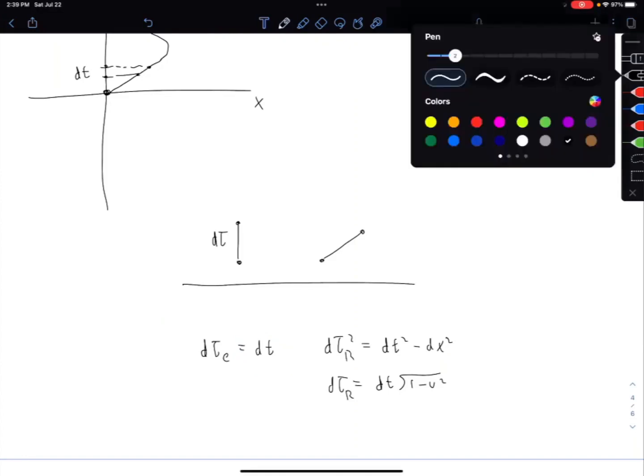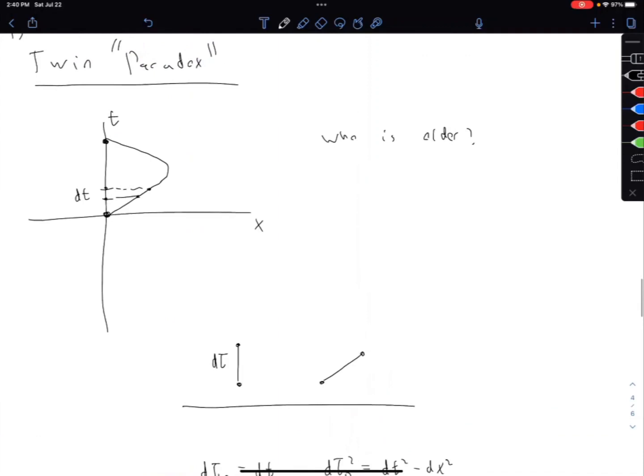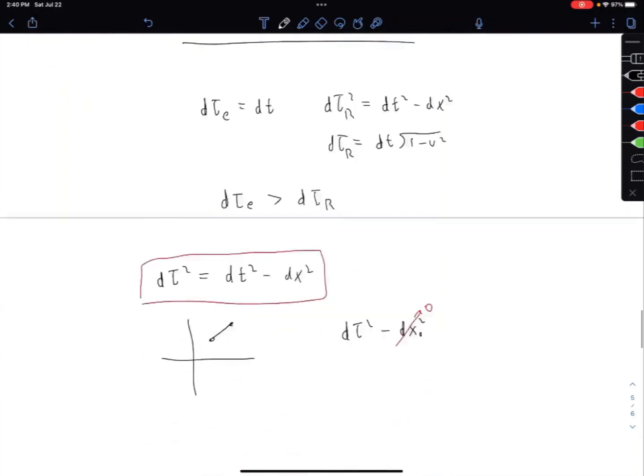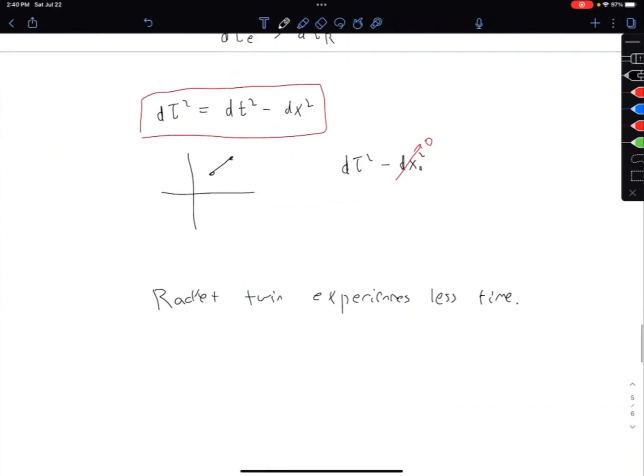So, just based on this, you can see that dτ Earth is going to be greater than dτ rocket. The same argument can be applied to compare any proper time elapsed between any of these segments. So that means that the rocket twin experiences less time. He is younger.